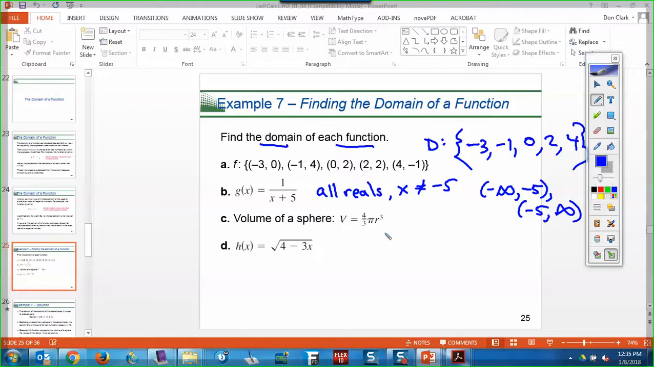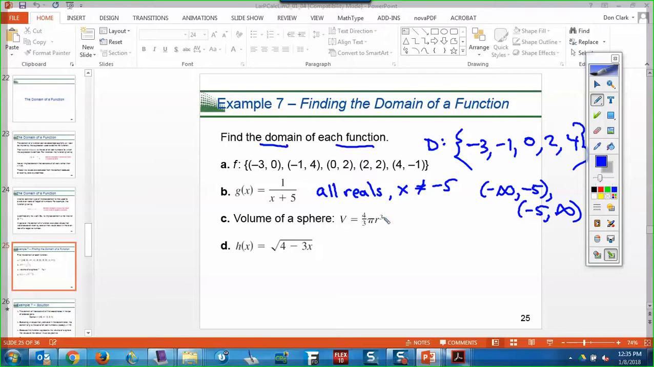Now, what's our input on this function right here? What's our input variable? R, the radius, right? And so this is where we get into implied domain. If you're doing volume of a sphere, what are possible values of R? Can you plug anything you want in here for R? Positive, right? You can't have a negative radius.